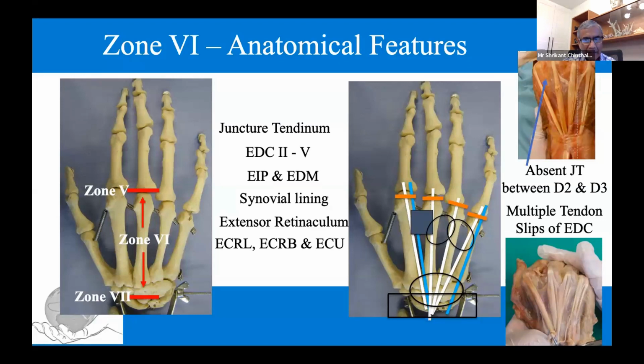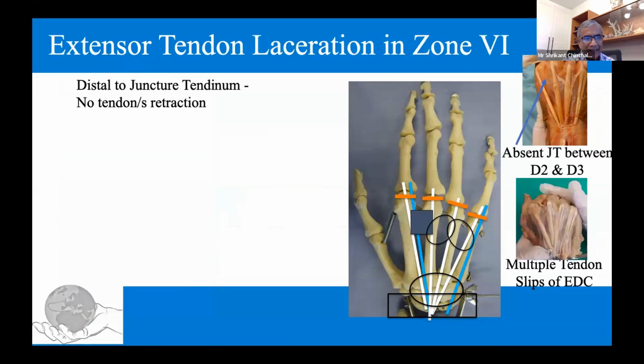So you can very well see that a number of structures may be traumatized depending on the level of lesion. So here, of course, we can see that if you have an injury distal to juncturae tendinum, the tendons have no retraction or just a minimal retraction proximally because they are held together by juncturae tendinum.